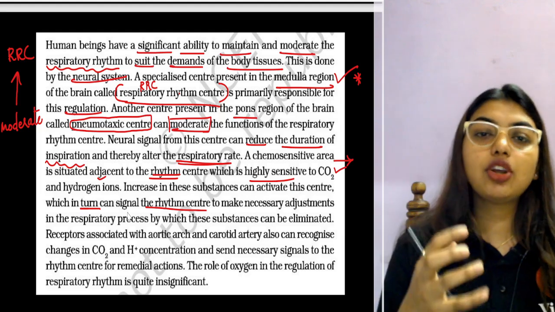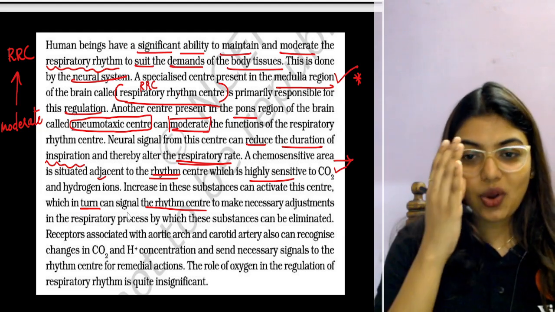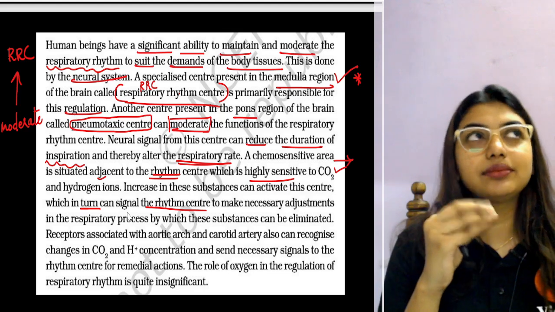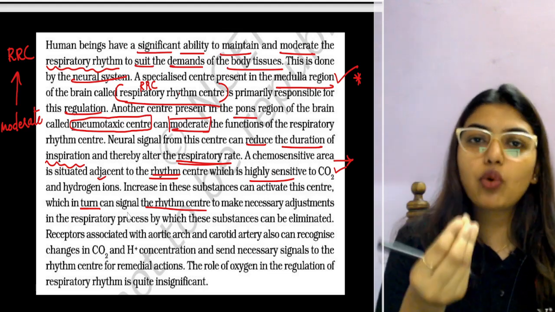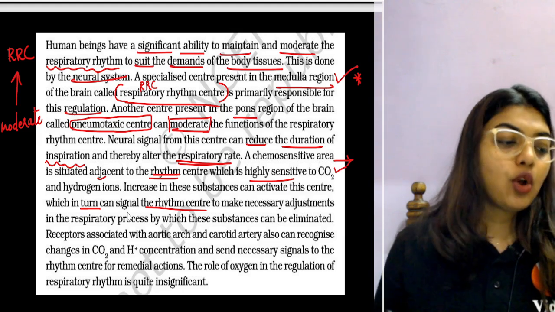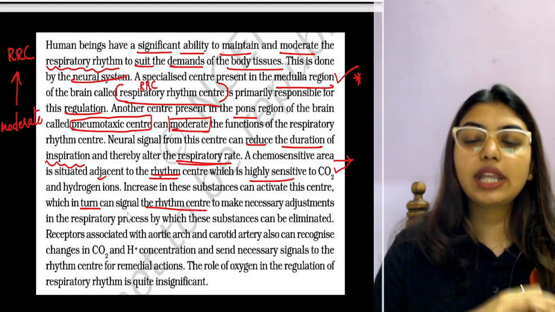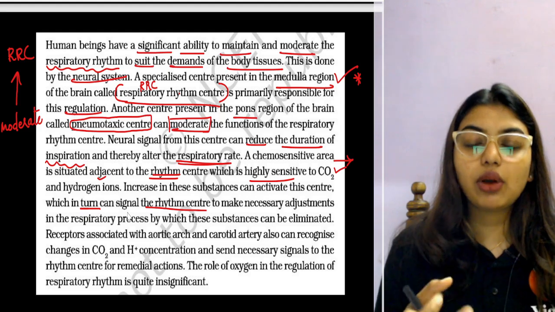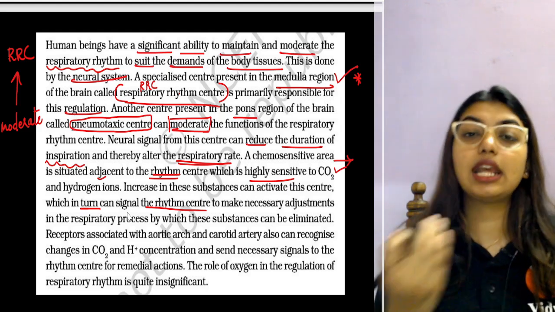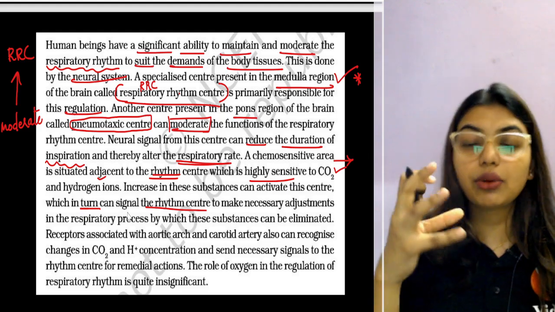Okay, so oxygen has a very small role in this whole regulation, which is shocking to all of us because we think, oh my god, my body needs oxygen, so I start inspiring. No, you take in air or give out air because your carbon dioxide, H plus and your temperature are different, and there are centers that recognize this.